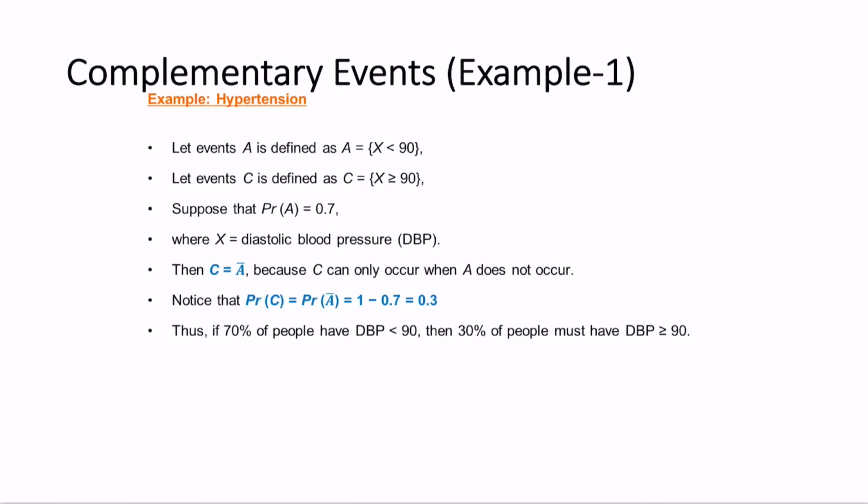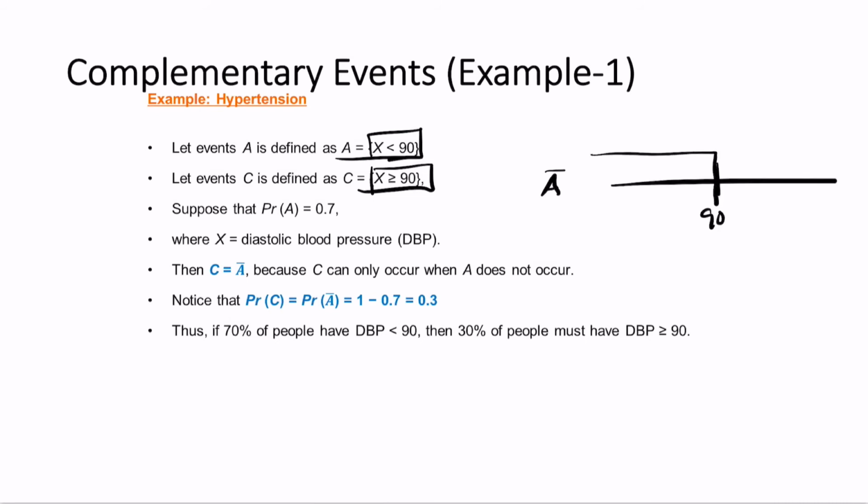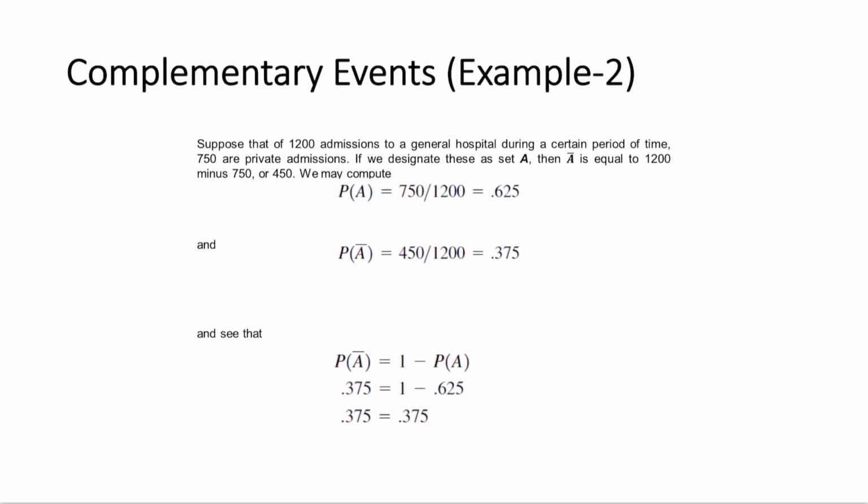So when you have event A which says that x is less than 90, everything greater than or equal to 90 represents the A bar event here. If you consider this is a line, and this is 90 and everything before represents A, then everything after it that does not include A represents A bar. So this is the idea behind the complementary events.